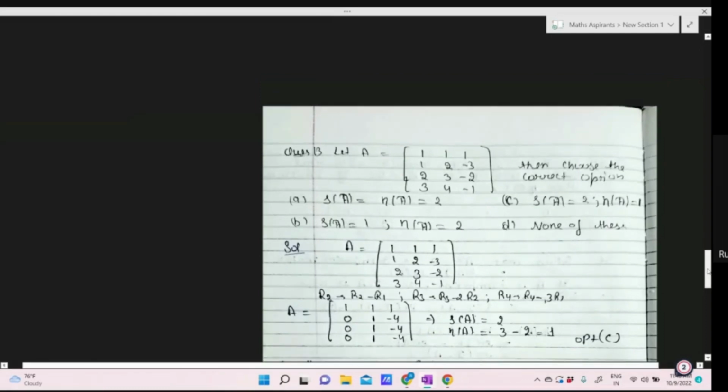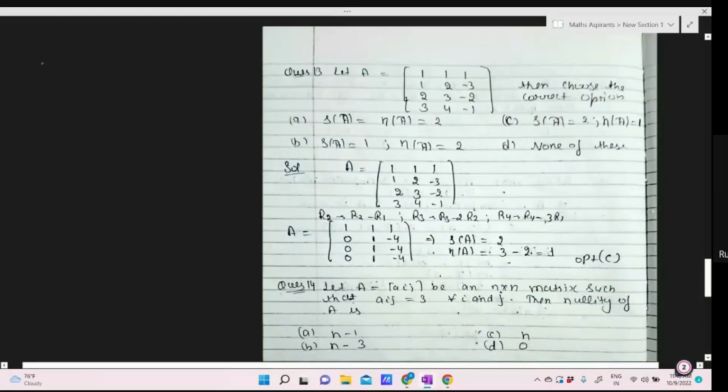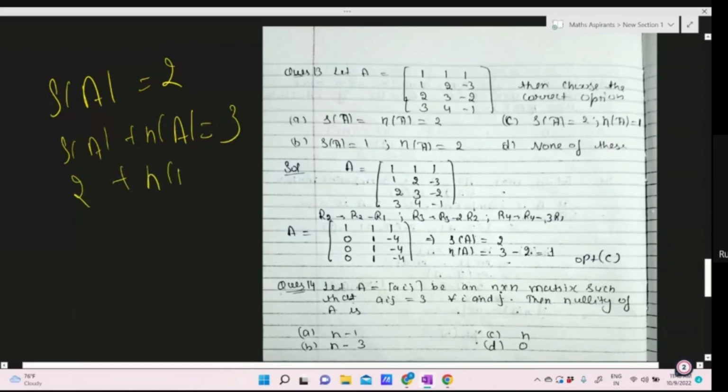After reducing it to the row echelon form, we can easily see that the rank of the matrix A is 2, and the nullity of A? We know that rank plus nullity is equal to the number of columns. Here the number of columns is 3. We have rank of A is 2. Therefore, nullity of A will become 1. Therefore, option number C is the correct option.